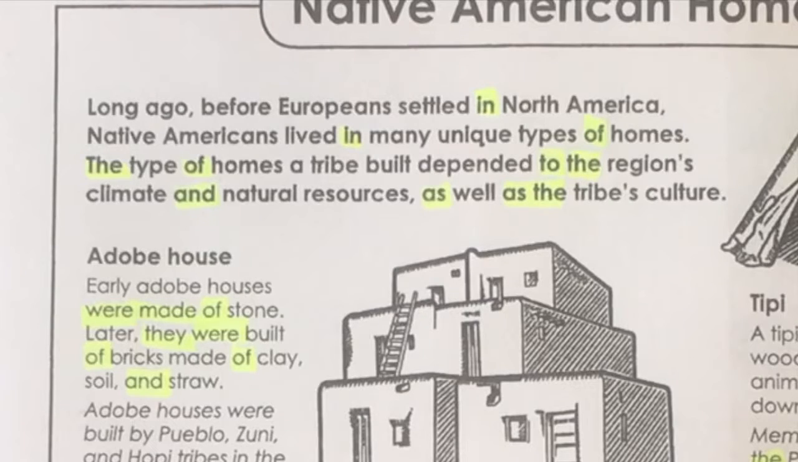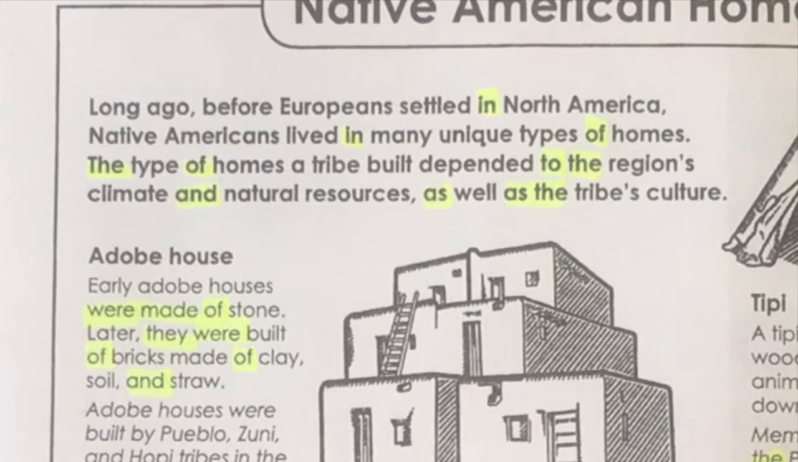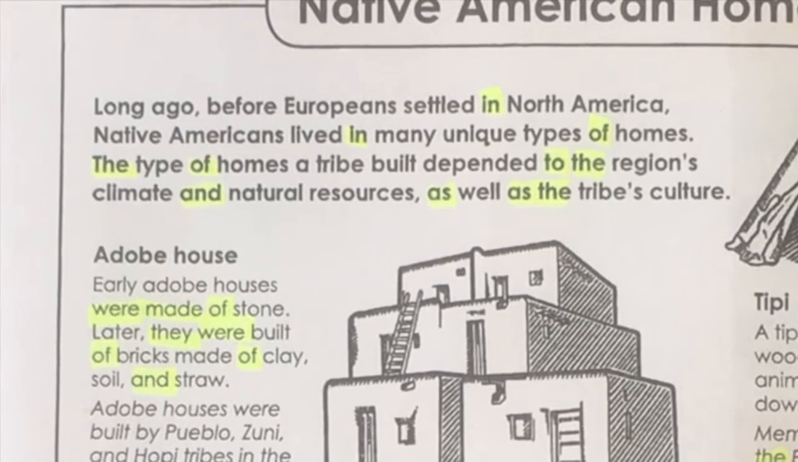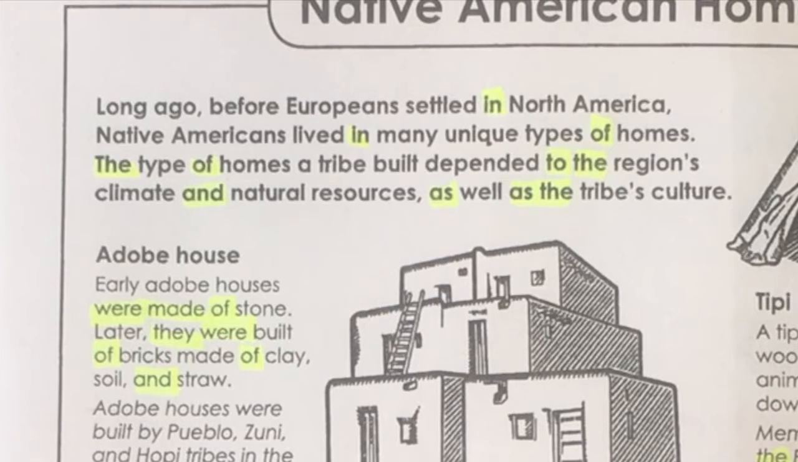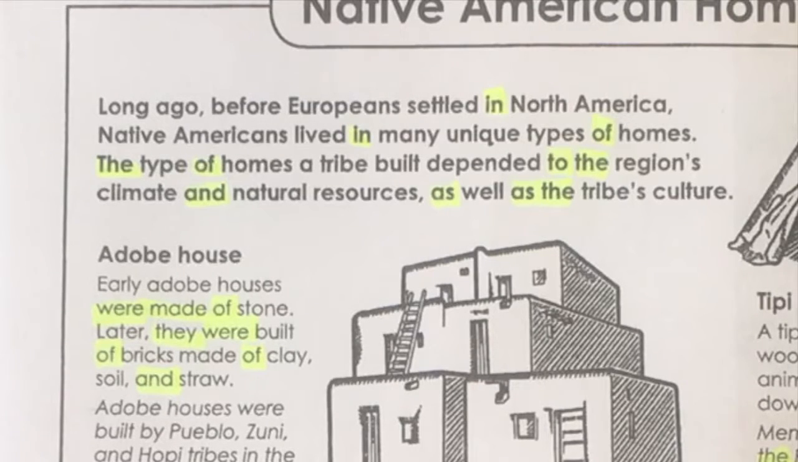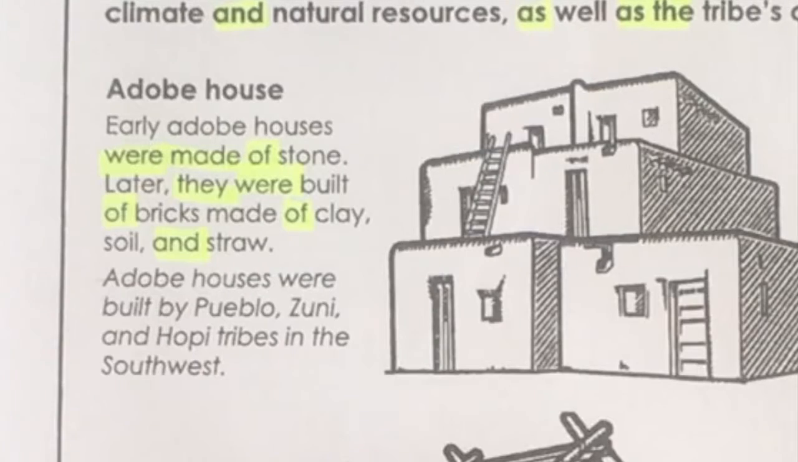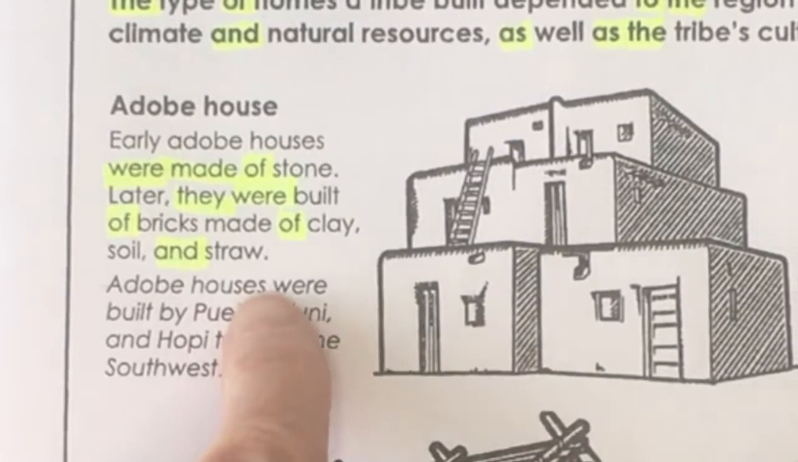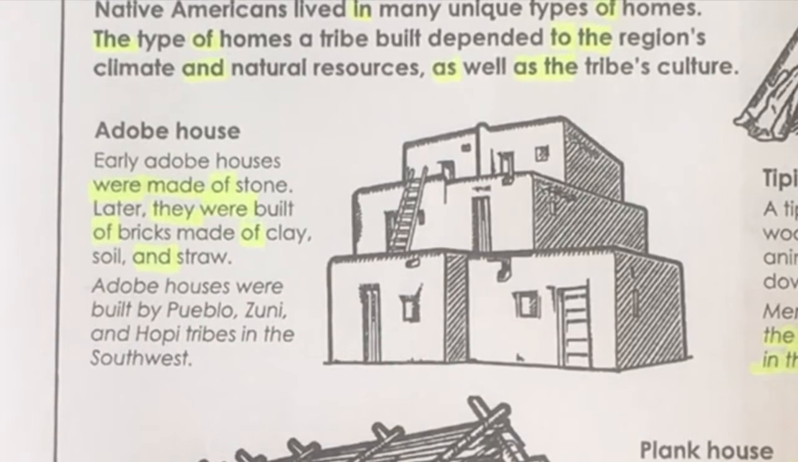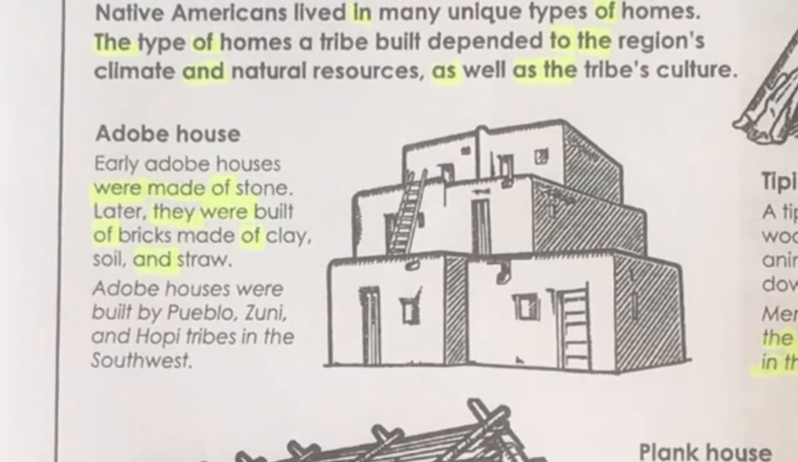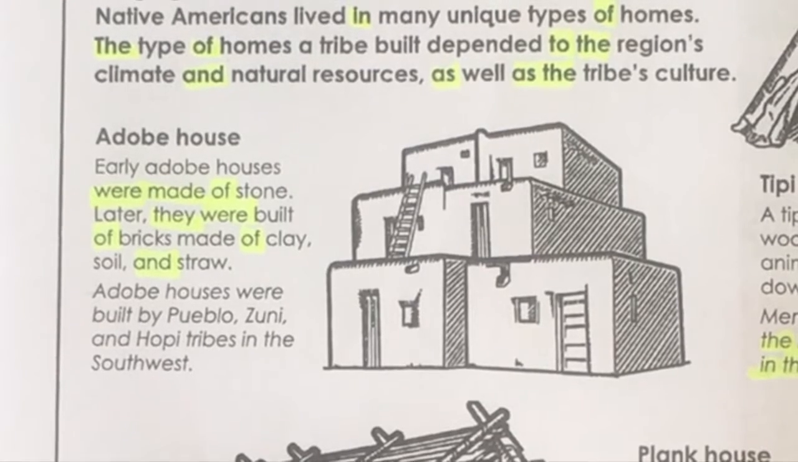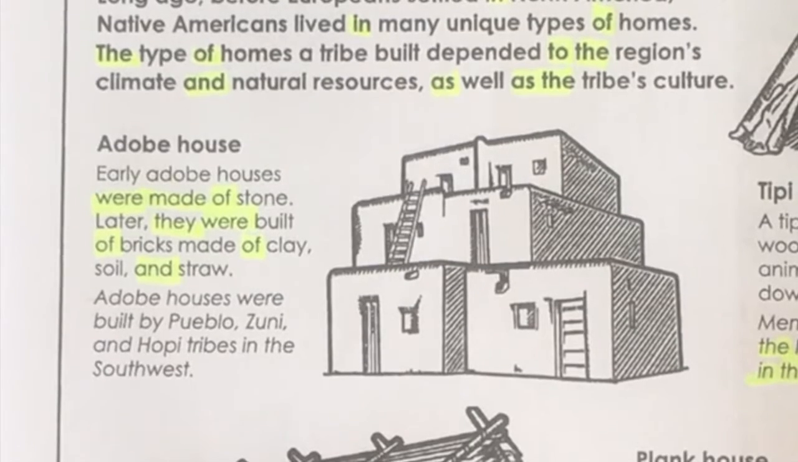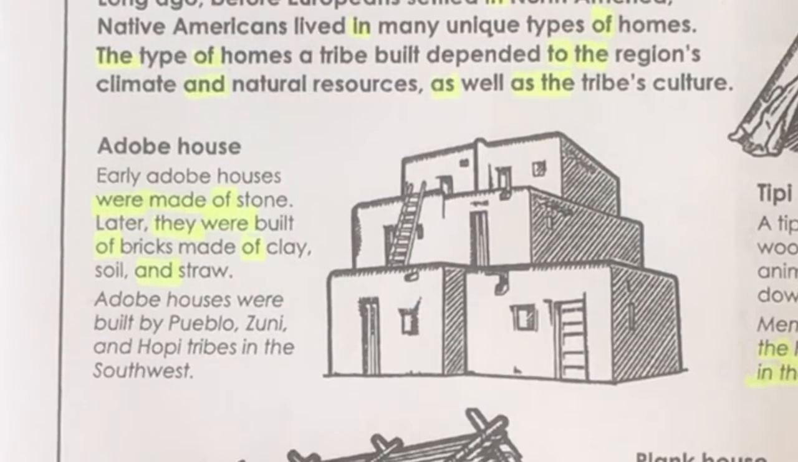Long ago, before Europeans settled in North America, Native Americans lived in many unique types of homes. The type of homes a tribe built depended on the region's climate and natural resources, as well as the tribe's culture, what they believed, their art, how they lived. So we'll start with the adobe house. Early adobe houses were made of stone. Later they were built of bricks made of clay and straw. Adobe houses were built by Pueblo, Zuni, and Hopi tribes in the Southwest.